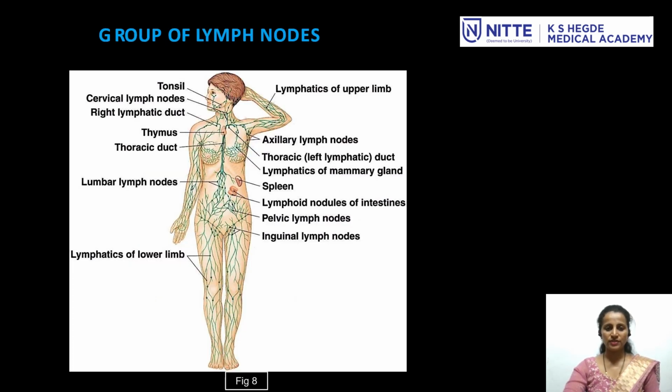Group of lymph nodes. Lymph nodes, which are part of the lymphatic system, are found in groups throughout the body, including the neck, the cervical, armpits, which are called the axillary, chest, which are called the mediastinal, abdominal, para-aortic, mesenteric, and the inguinal region. They are named accordingly. In this image, you can see the distribution of lymph nodes in the whole human body.